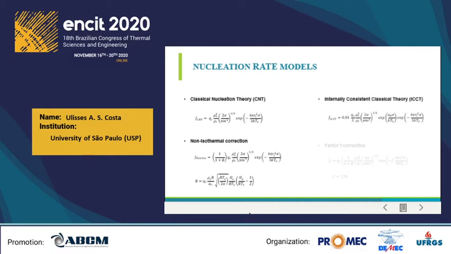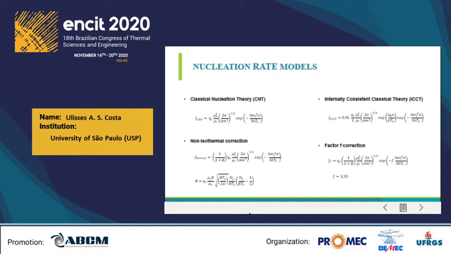Another nucleation rate model is the one proposed by the internally consistent classical theory, ICCT model, using kinetic theory to improve the accuracy of the equation. And the last equation is the factor F correction, which adapts a factor F to the exponential term in the equation. The F factor was determined using experimental data, and it corrects the value of the Gibbs energy barrier. Most condensation models are based on modeling the nucleation rate and the growth rate.